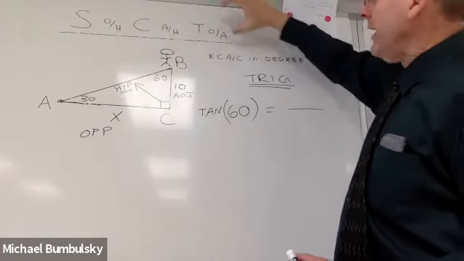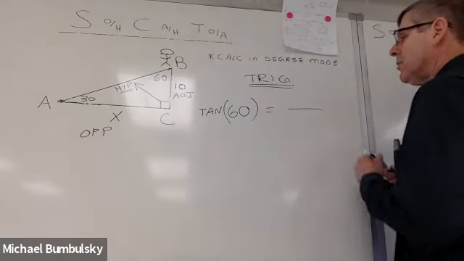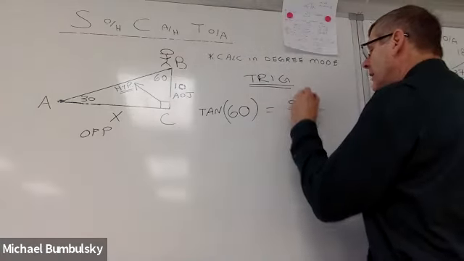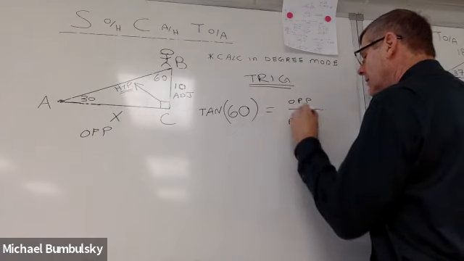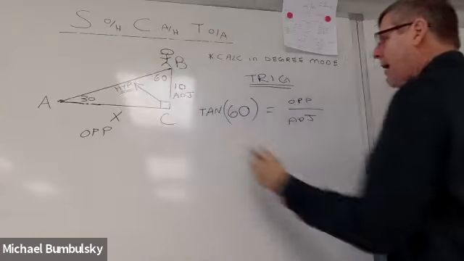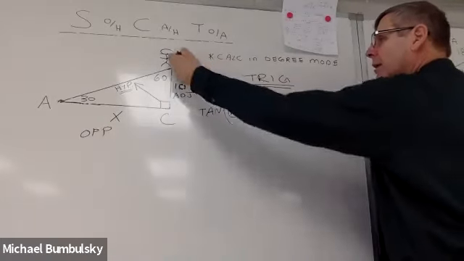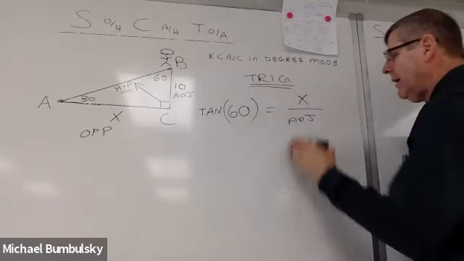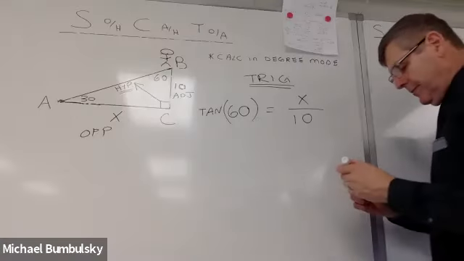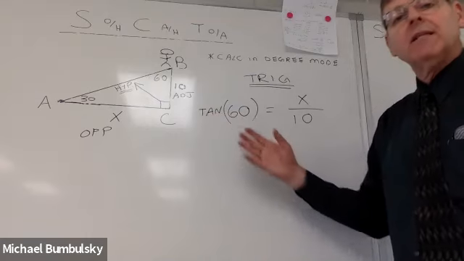And what is the tangent? It's the ratio of opposite over adjacent. Okay. Well, I'm standing here. What is my opposite side? X. Okay, good. I'm standing here. What is my adjacent side? 10. So now I can take advantage of the fact that tangent of 60 is a ratio.